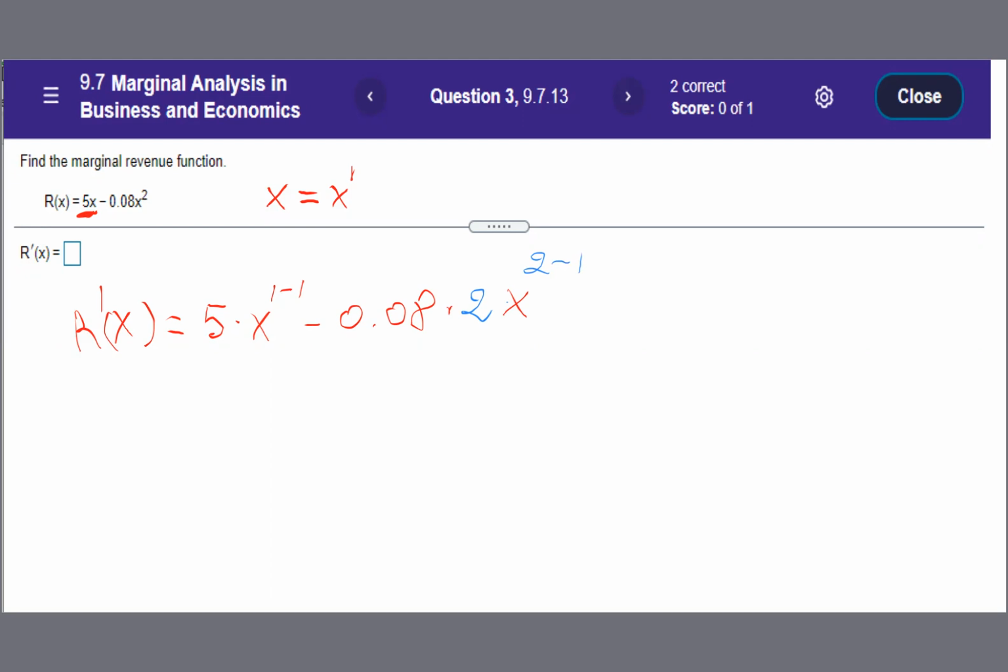Let's simplify this. 5 times x to the 0 minus 0.08 times 2 is 0.16 times x to the first, and x to the 0 is 1, so we get 5 minus 0.16 times x.